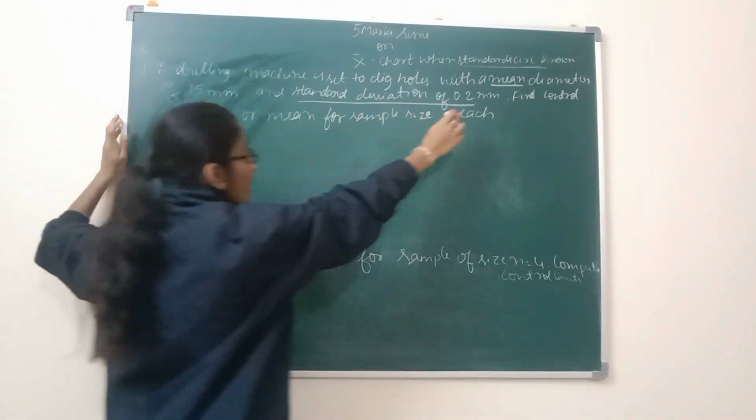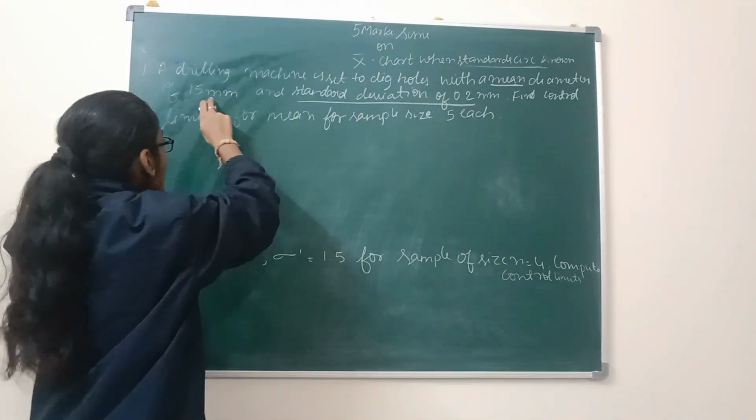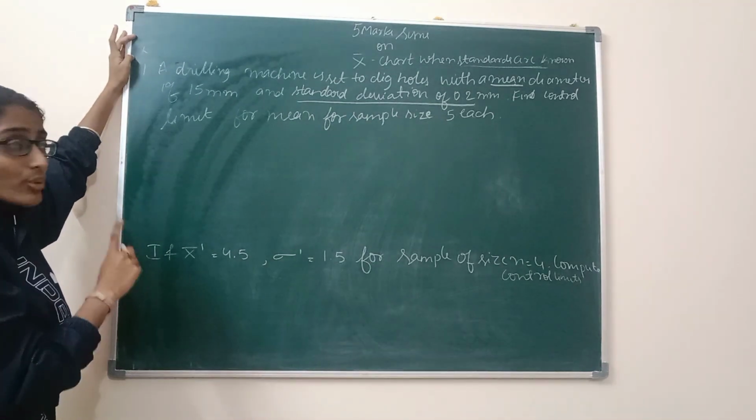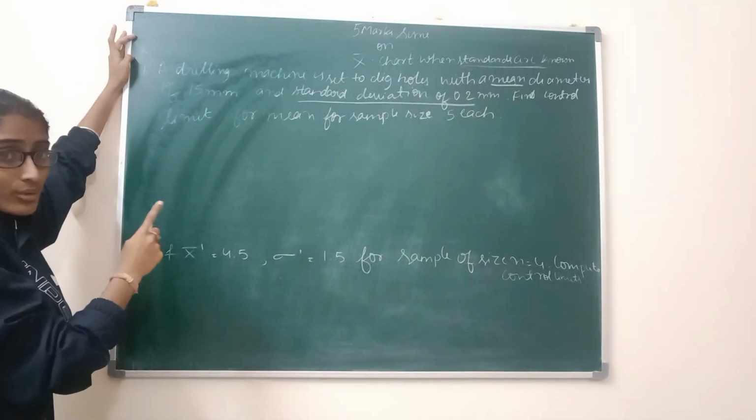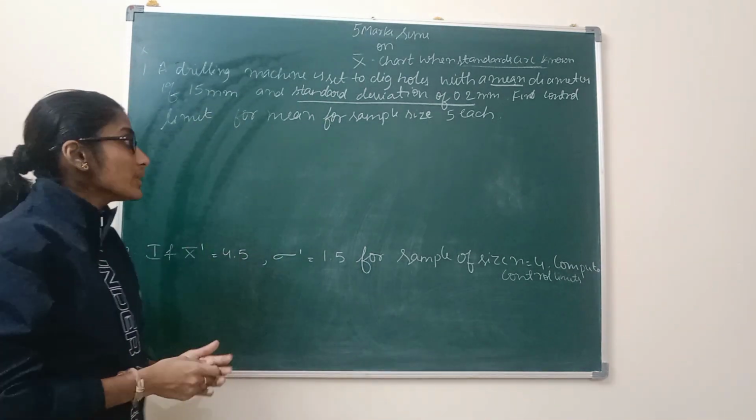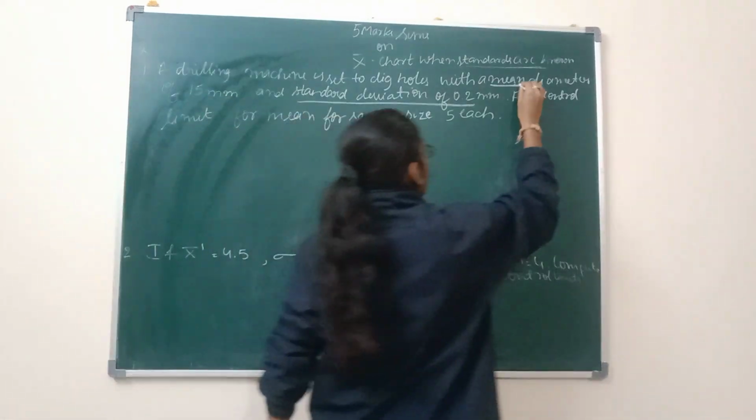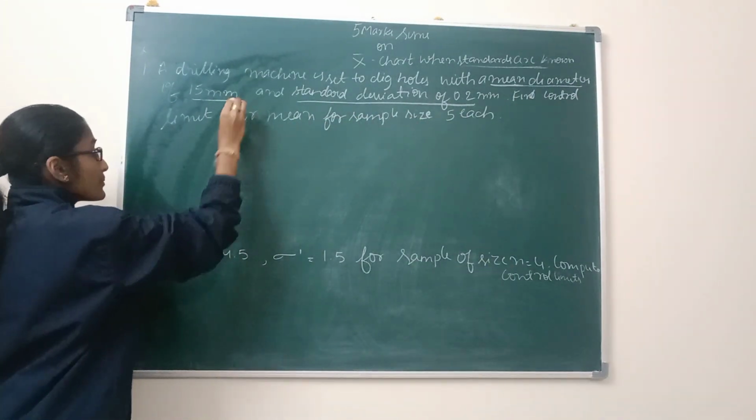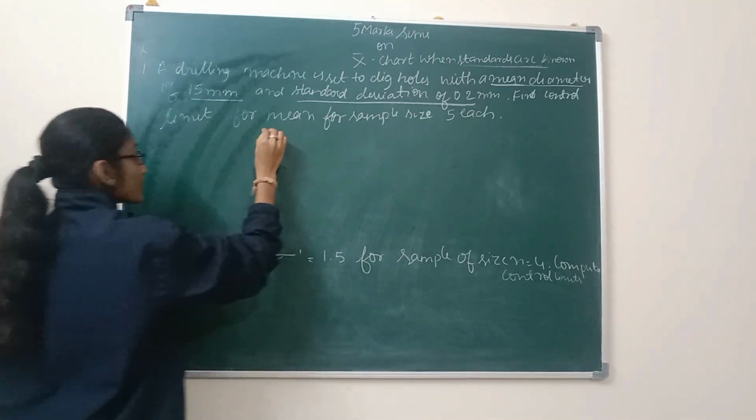A drilling machine is said to dig holes with a mean diameter of 15 mm. And this particular question is a very important question, the most repetitive question for pre-boards and board. So now let us see. This mean diameter they have given as 15 mm, so this is already known.